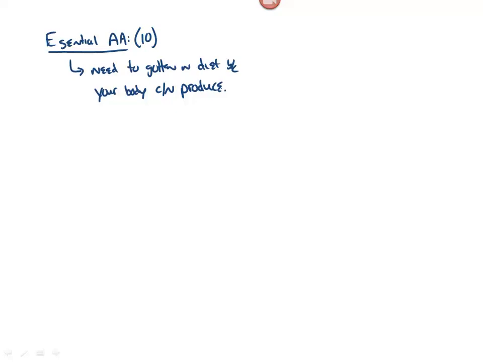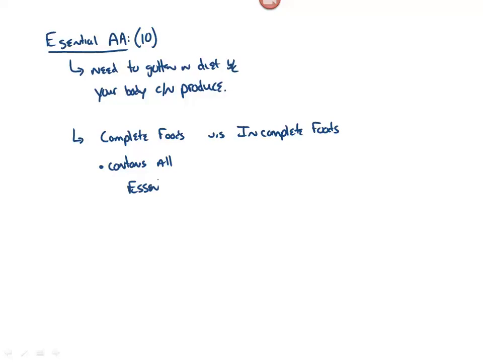And so we can also label food as being complete foods versus incomplete foods. And that complete or not simply means that it contains all of the essential amino acids versus it does not contain all the amino acids. And so in general, if it's from an animal, most of those proteins are considered complete.